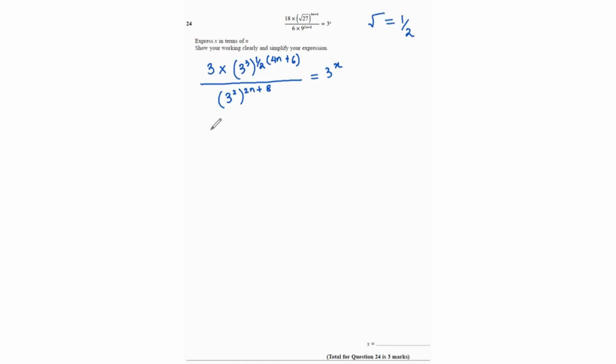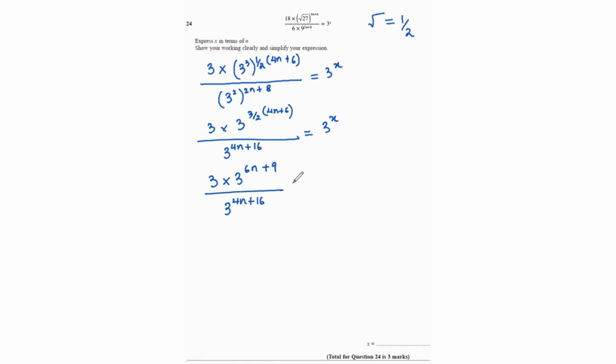Now let's simplify the powers first. So 3 times 3, now 3 over 2 is getting multiplied with 4n plus 6. So 3 by 2 times 4n plus 6, over 3 to the power of 4n plus 16. So that's 3 times 3 to the power of 6n plus 9, over 3 to the power of 4n plus 16, equals 3 to the power of x.